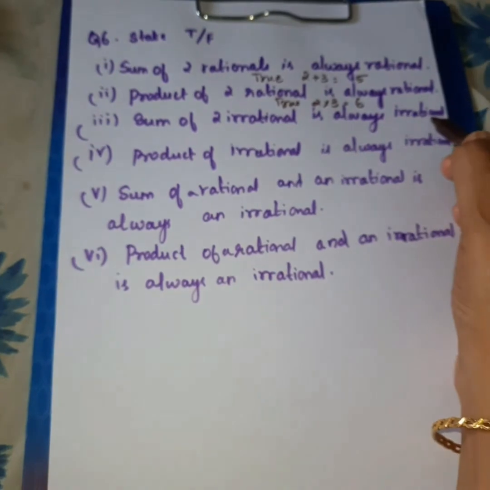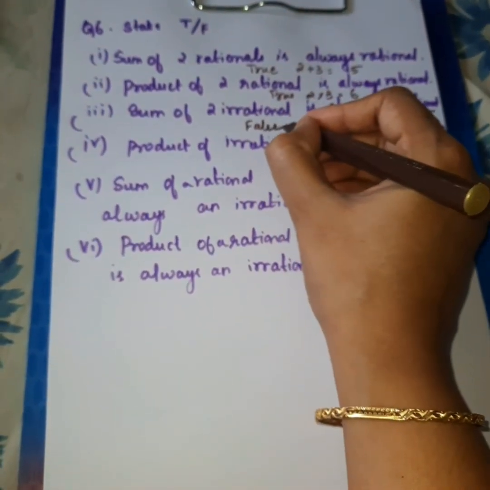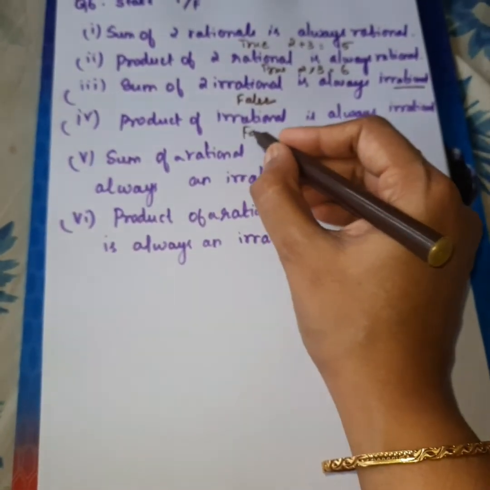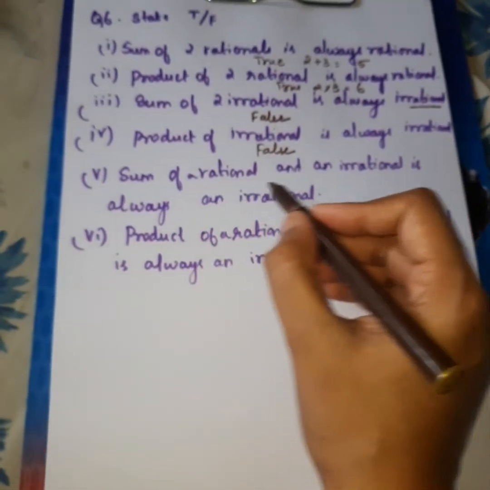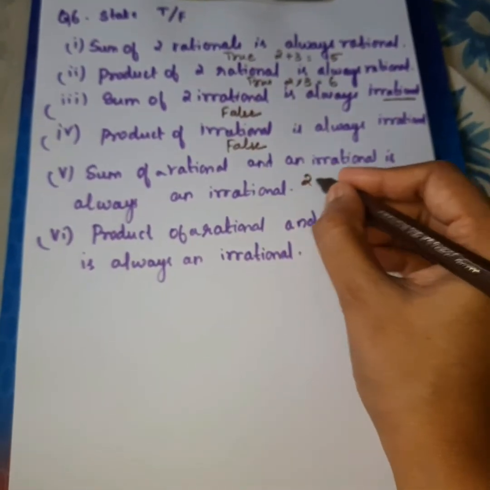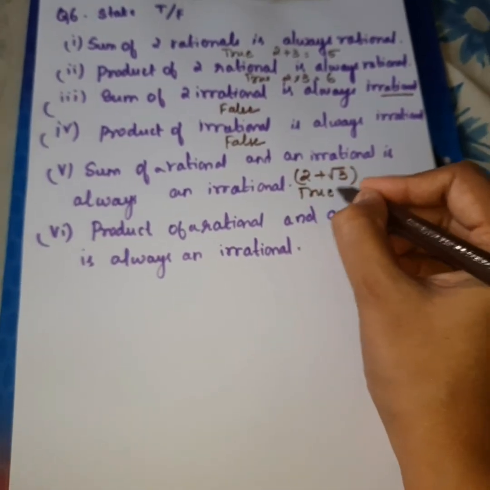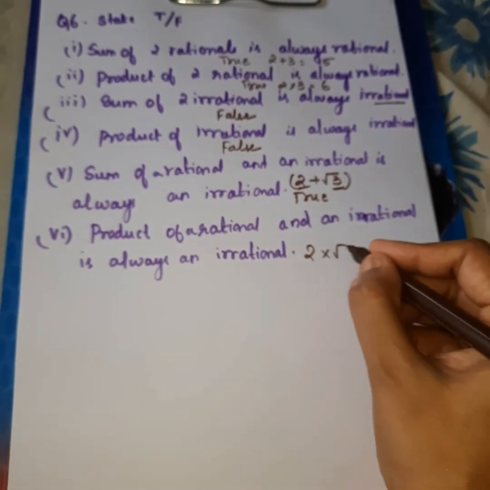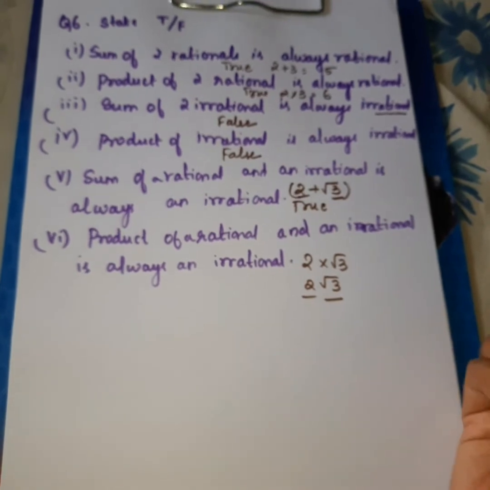Question 3, sum of two irrational numbers is always irrational. This is false. It contradicts our previous question 5 itself. Product of irrational numbers is always irrational is also false, which is already illustrated in question 5. Then question 5 and 6: sum of rational and irrational is always irrational. That's true. Product of rational and irrational is again irrational. That is also true.